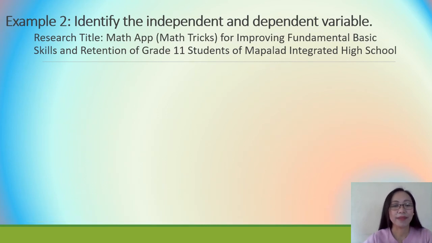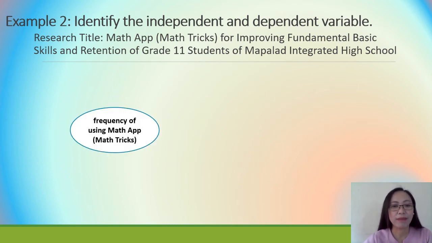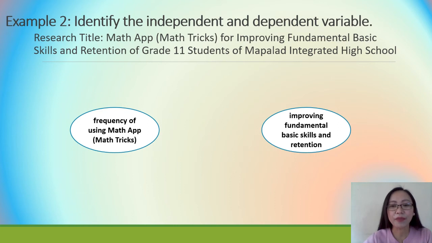Here's another example. Identify the independent and the dependent variable. A research title: Math App or Application, particularly Math Tricks, for improving fundamental basic skills and retention of grade 11 students of Mapalad Integrated High School. Now, what are the two variables being talked about in this research title? We have the frequency of using the Math App, which is Math Tricks, and the other one is improving fundamental basic skills and retention. Now, which of these two affects the other?